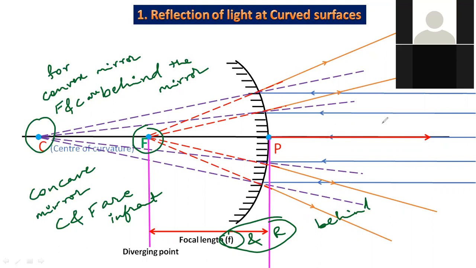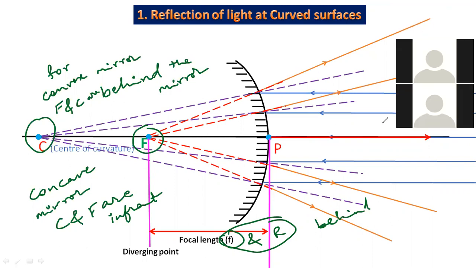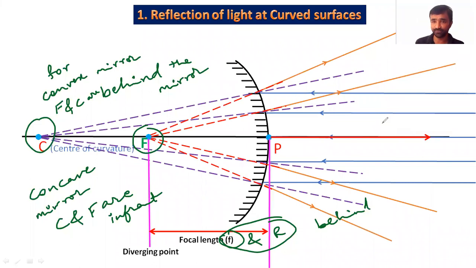Clear? Use your quick reaction. F and R we will measure in front of the mirror for a concave mirror. F and R we will measure behind the mirror for a convex mirror. I think no confusion, right?